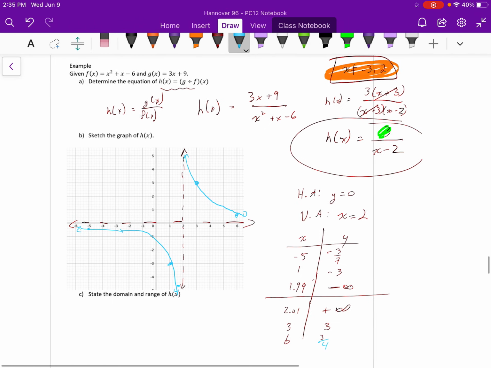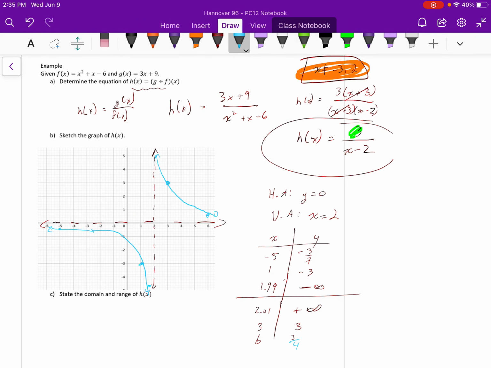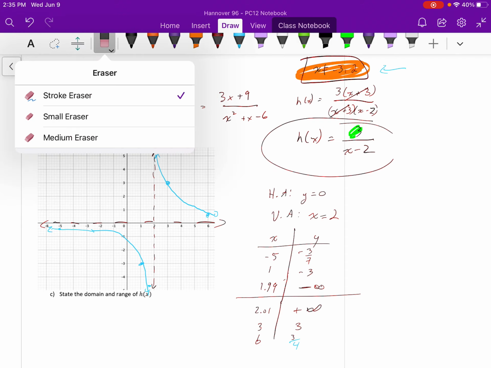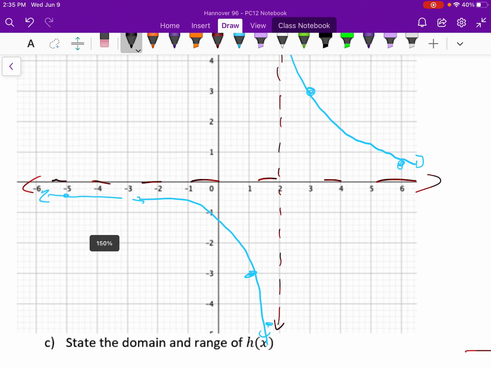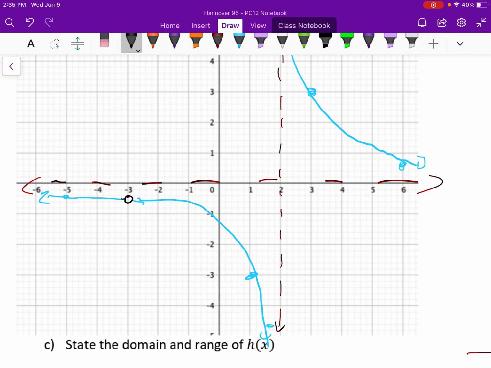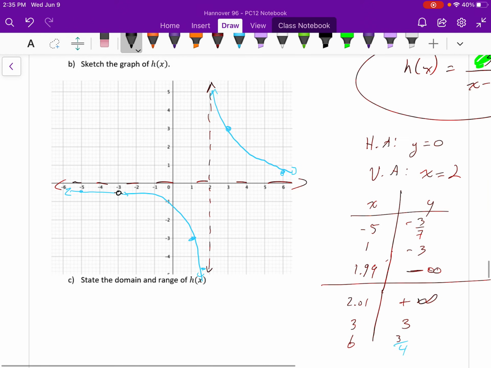And I take a look and make sure that everything's okay. Everything's not okay, because don't forget my non-permissible values. So I have to put a hole in my graph. And the hole in my graph is at x equal to -3. Let's make this very obvious to the person who's ever marking it. There we have it.